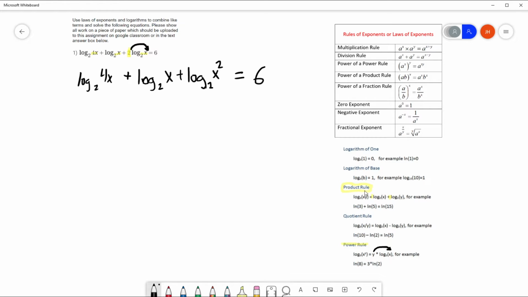Now I can use the product rule. All these logs are adding, so I can multiply their insides. So what's 4x times x squared?